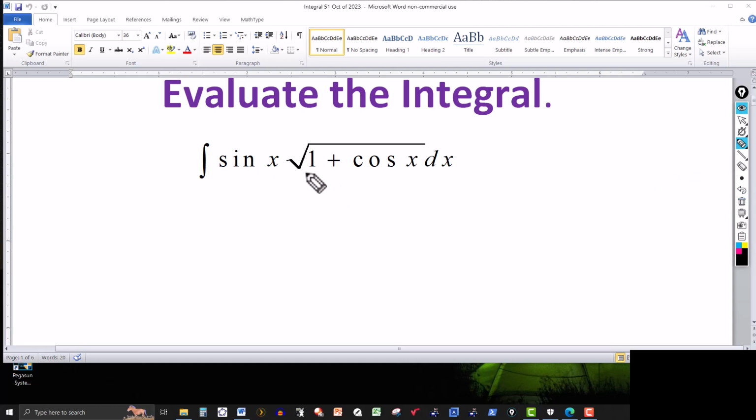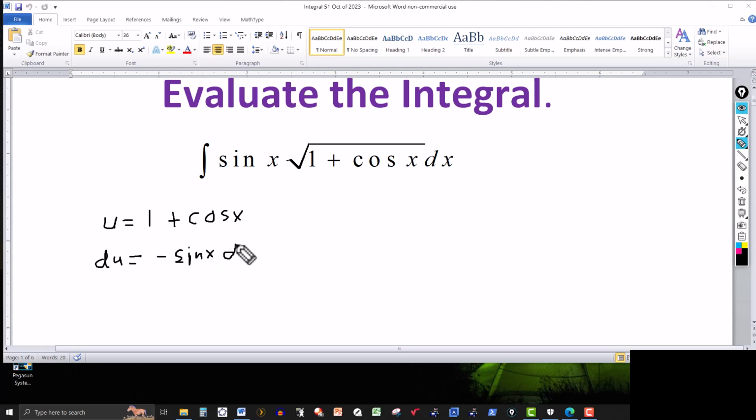You can see that the derivative of cosine is minus sine. Derivative of sine is cosine, but that's a little bit tricky because it's under the radical. So let's let u equal to 1 plus cosine of x. So du would equal, derivative of 1 is 0, and the derivative of cosine is minus sine of x.